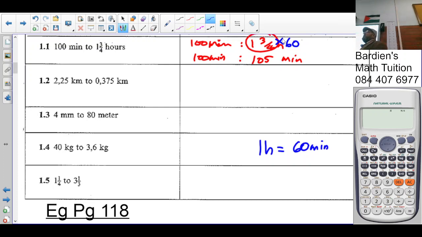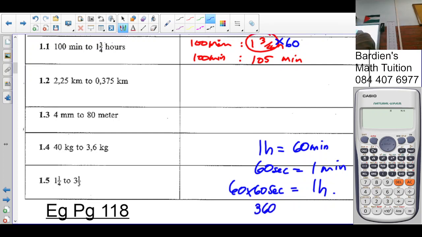How many seconds are there in an hour? Sorry, how many seconds are there in a minute? 60 seconds in 1 minute. So how many seconds are there in an hour? With 60 minutes in 1 hour and 60 seconds in 1 minute, it has to be 60 minutes and each one is 60 seconds, which gives you an answer. 3600 seconds equals 1 hour. Okay, importantly, if you didn't know that before I've said it, you just make a note on the side.